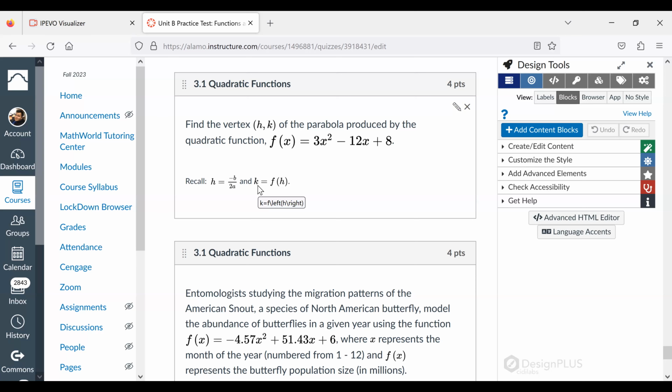24, I think. Find the vertex of this function, 3x squared minus 12x plus 8. Recall that h is equal to negative b over 2a, and the k is the function at that value. In other words, the corresponding y value.